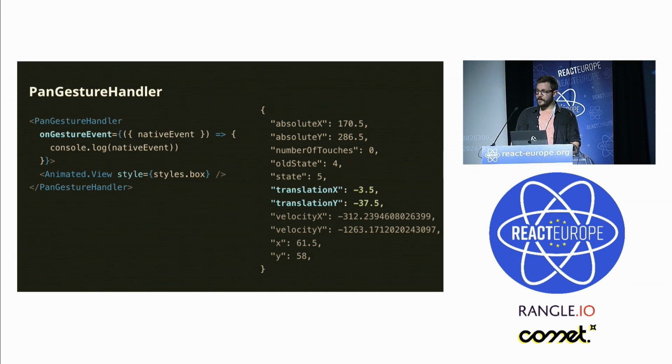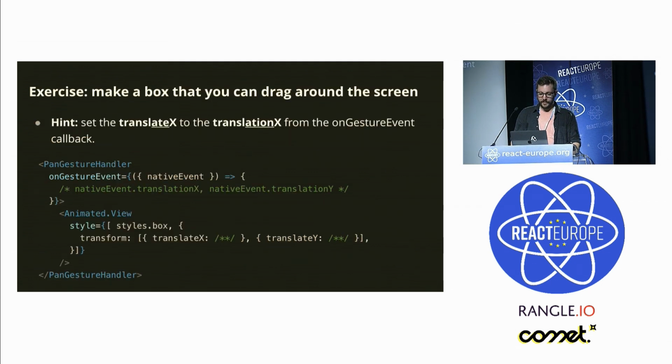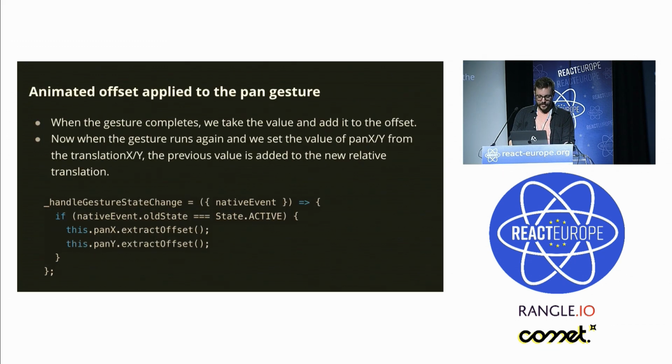So pan gesture handler looks a lot like tap gesture handler. We have pan gesture handler with an on gesture event. We get an event object with a native event property, and if we just use console.log there and have a look at the different values that are exposed from that, the ones that are typically the most frequently used are the translation X and the translation Y. There's some other ones like velocity X, velocity Y, which can be particularly useful. Also, of course, the old state and state are useful as well. Actually, let's jump ahead a little bit.